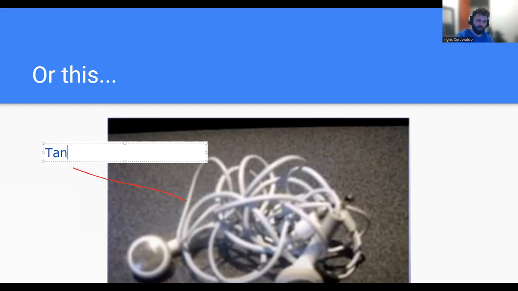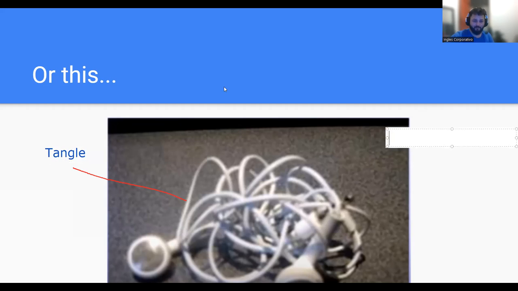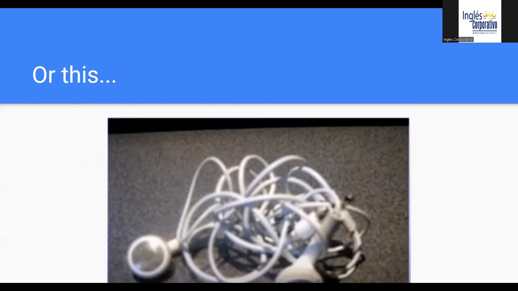So I want you to create a sentence on how you feel when you have tangled headphones, or I mean earphones in this case, right? So do me a favor, everybody send me one sentence, only one sentence, saying how you feel when you find tangled earphones. Okay? So let's go.